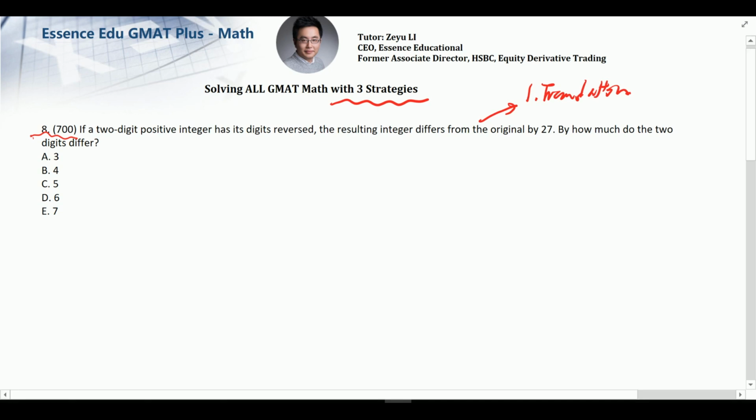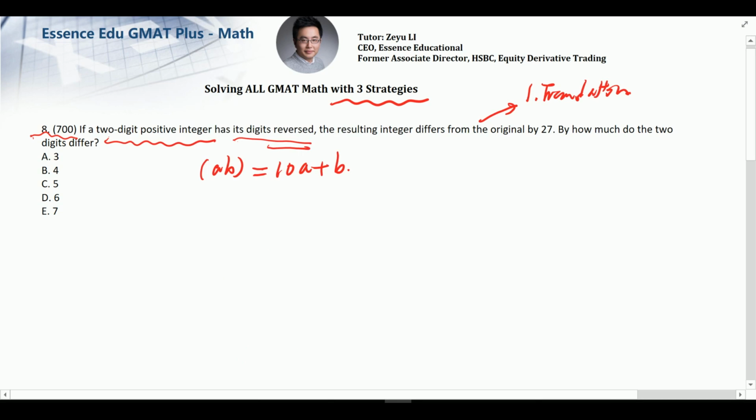So here, what is the two-digit positive integer? Do you know it? You don't know. Do you know what the two digits are? Because he tells you the two digits are reversed. You don't know. So let me call this number AB, which means it is 10A, where A is the tens digit, plus B. That is the first number.